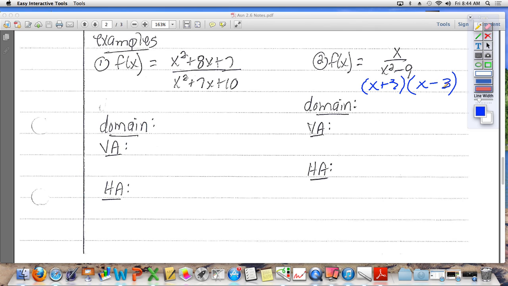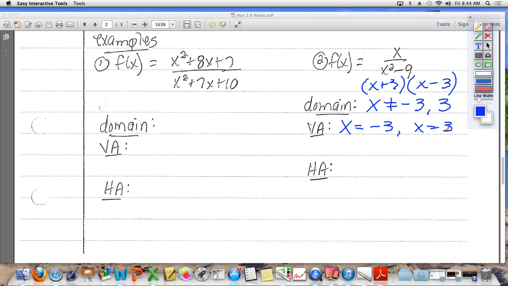So do I have anything that cancels out, the top and the bottom? No. The domain then is that x cannot be negative 3, cannot be positive 3. Vertical asymptotes. Well, since we have nothing that cancels out with the top, I'm going to have vertical asymptotes at exactly the same thing. So we have x equals negative 3, and x equals 3.